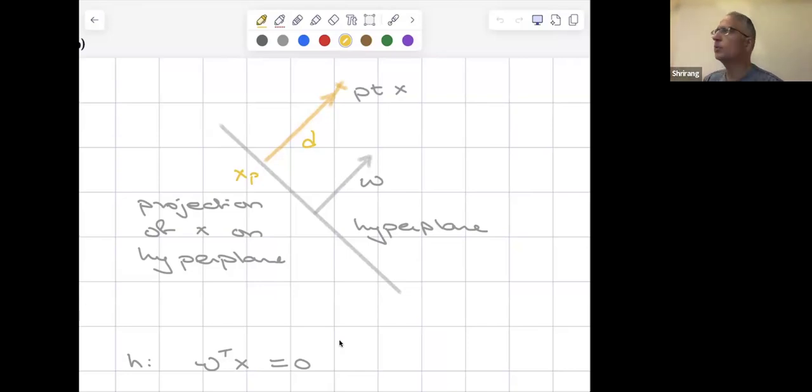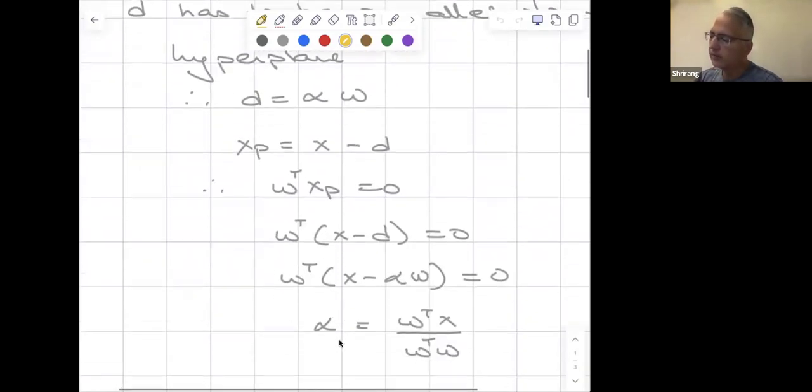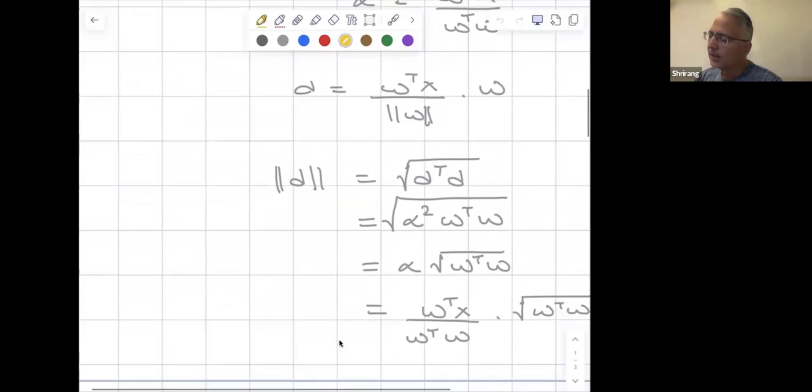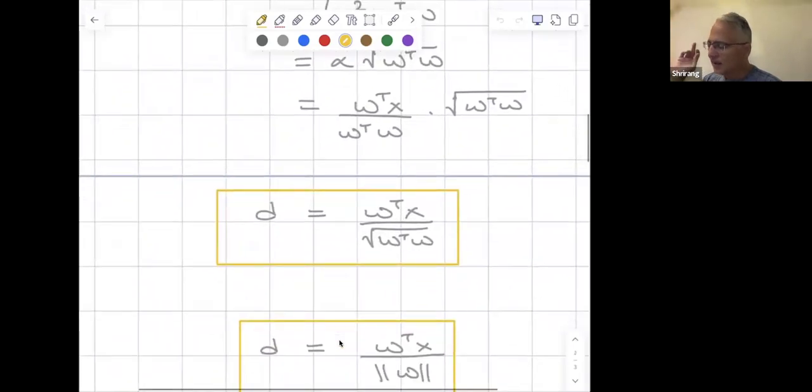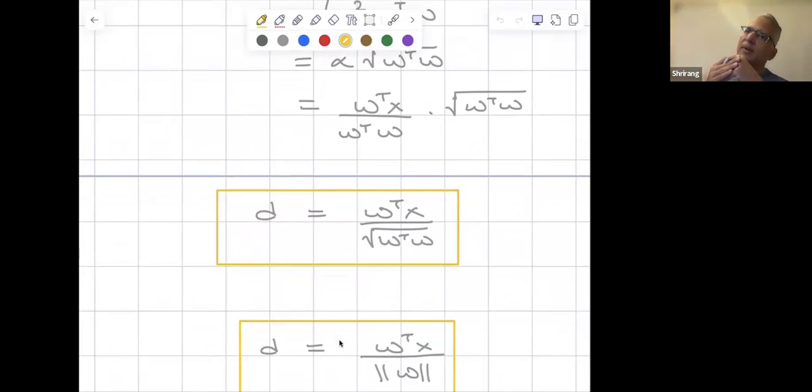Again, I'm not going to go into too much detail, but all the details are in the sheet. We can talk about it later on if everyone's interested. The important thing is that the distance is basically W transpose X divided by the norm of W, which means my hyperplane is defined by W, and X is the point that I'm interested in. If I take the dot product W transpose X, I get the distance of that point from the hyperplane.